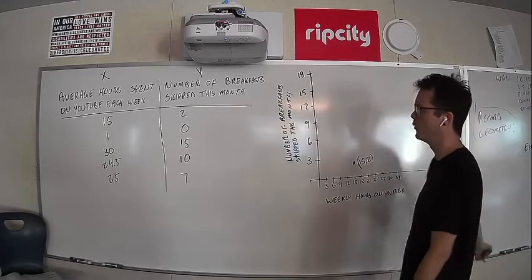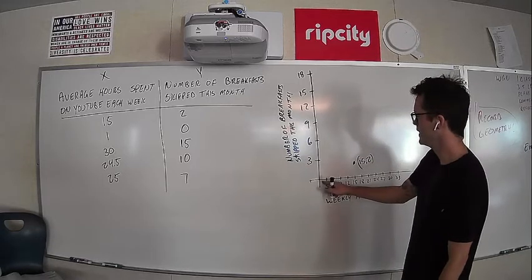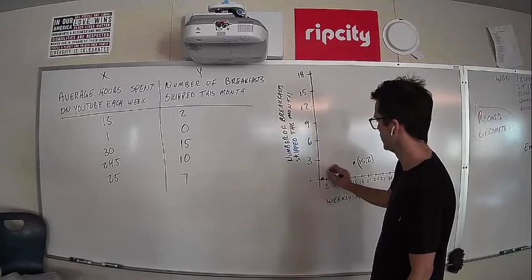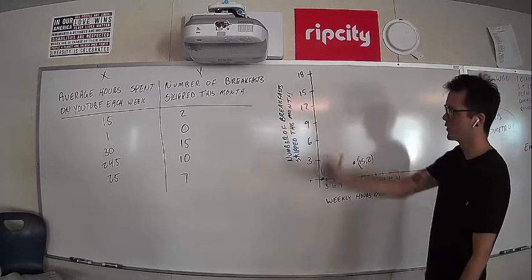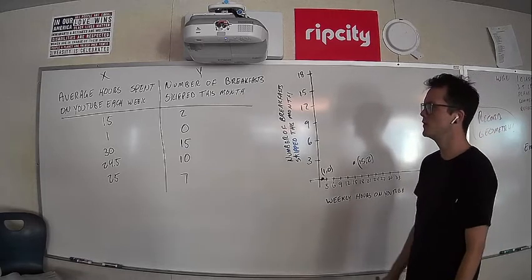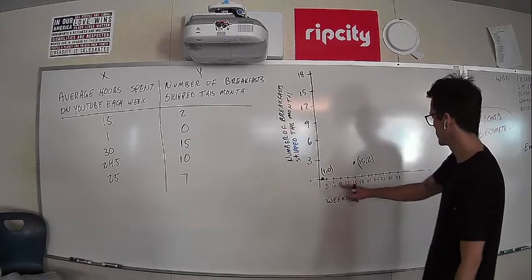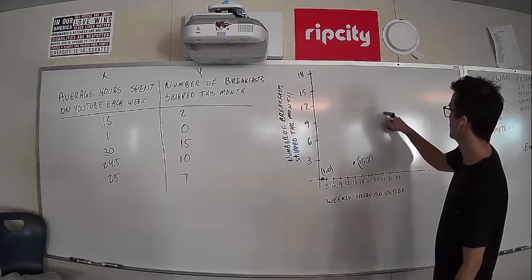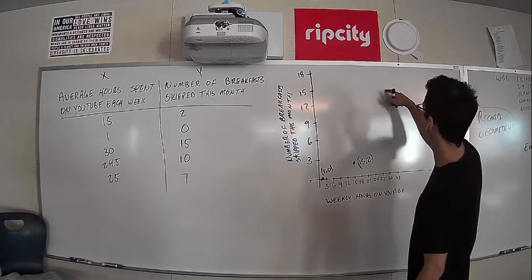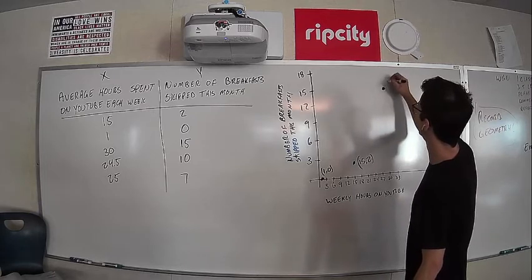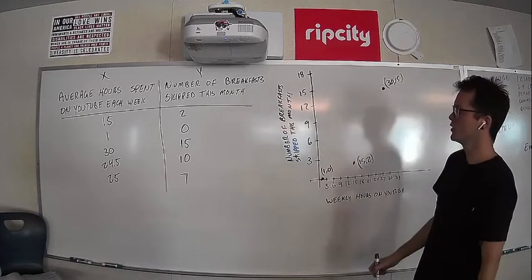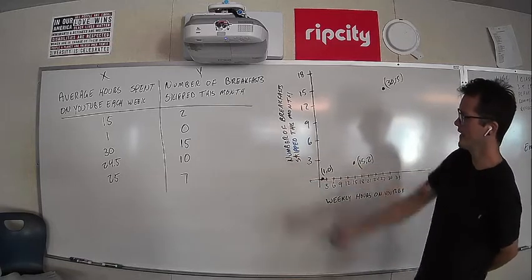The next one, we have 1, 0. So we're going to go 1 on the x-axis, and we don't go up at all. So it's going to be right down here, 1, 0. Next, 30, 15. So input of 30, output of 15. So we're going to go all the way to 30 on the x's and all the way up to 15 on the y's right here. So 30, comma 15.